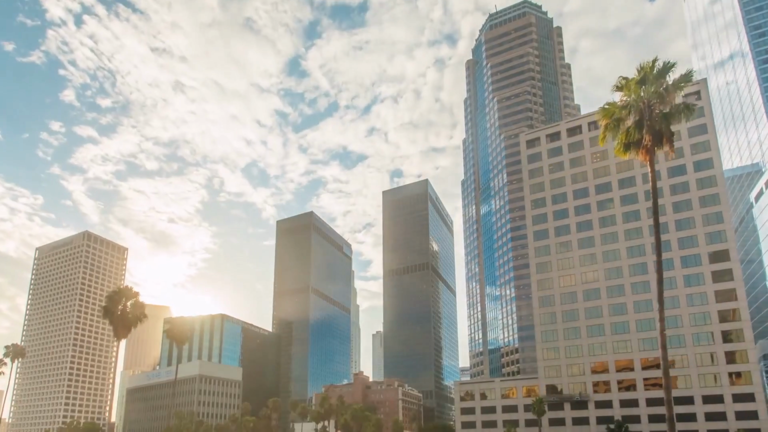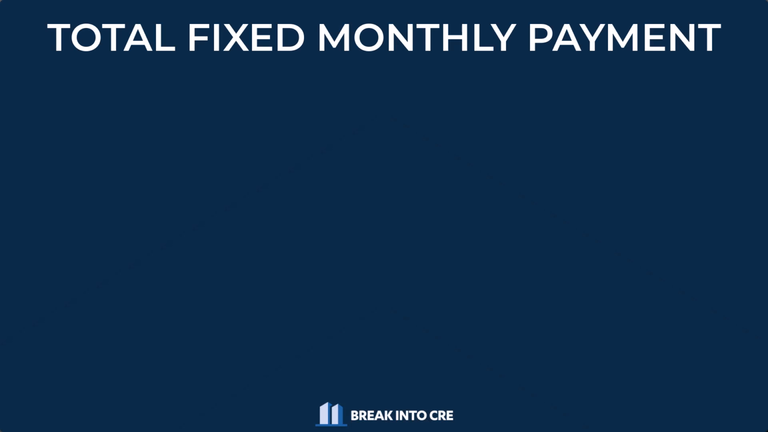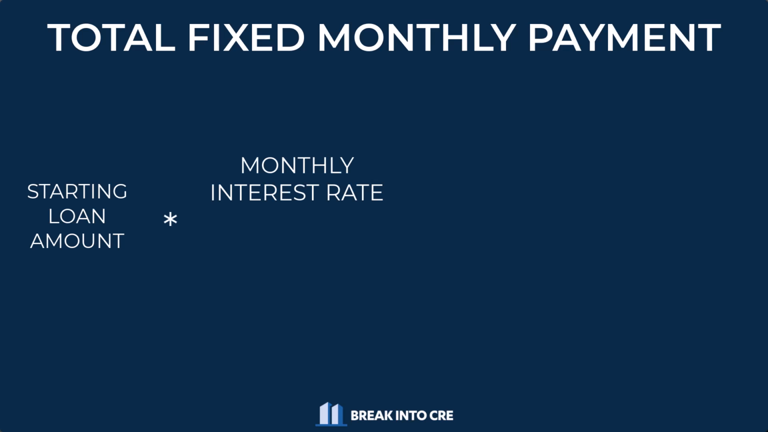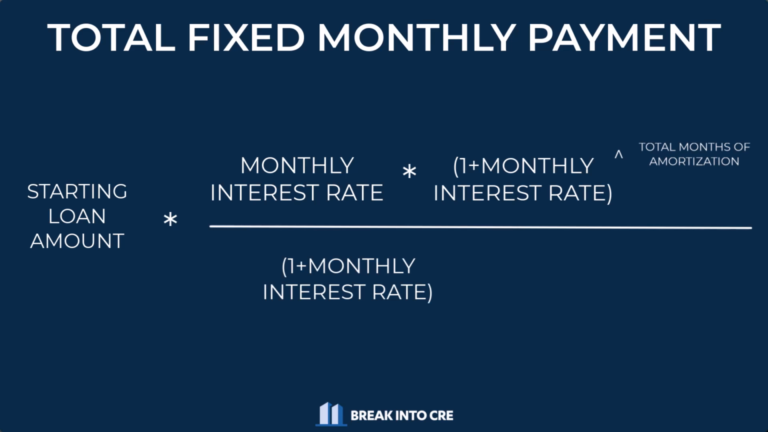And because of these two components, calculating the monthly payment on a loan isn't just as simple as multiplying the interest rate by the starting loan balance, and this ends up being a pretty complex calculation when you break down the math behind these numbers. And to calculate the total monthly payment on a loan, we need to take the starting loan amount multiplied by the monthly interest rate times 1 plus the monthly interest rate to the power of the total number of months of amortization on the loan, and then divided by 1 plus the monthly interest rate again to the power of the number of months of amortization minus 1.